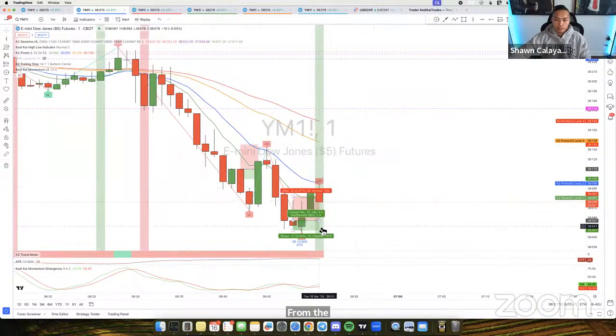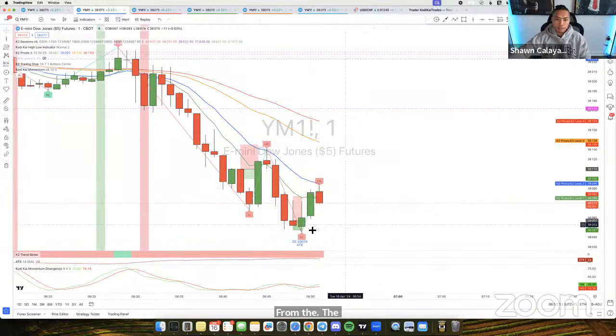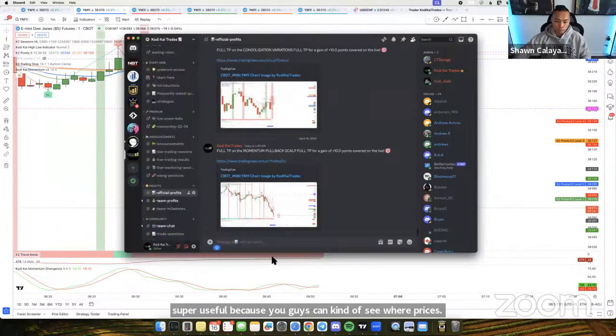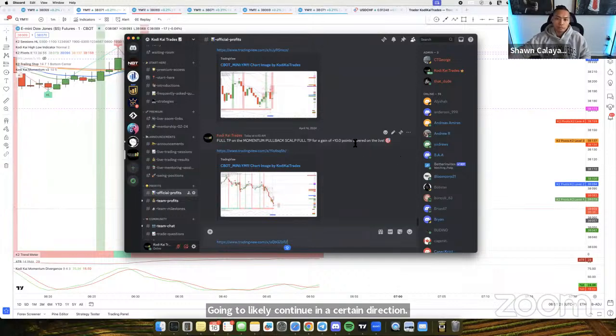divergence. So I'm saying, like I said before, guys, this divergence indicator is going to be super useful because you guys can kind of see where price is likely to continue in a certain direction. So let me put this down right here.